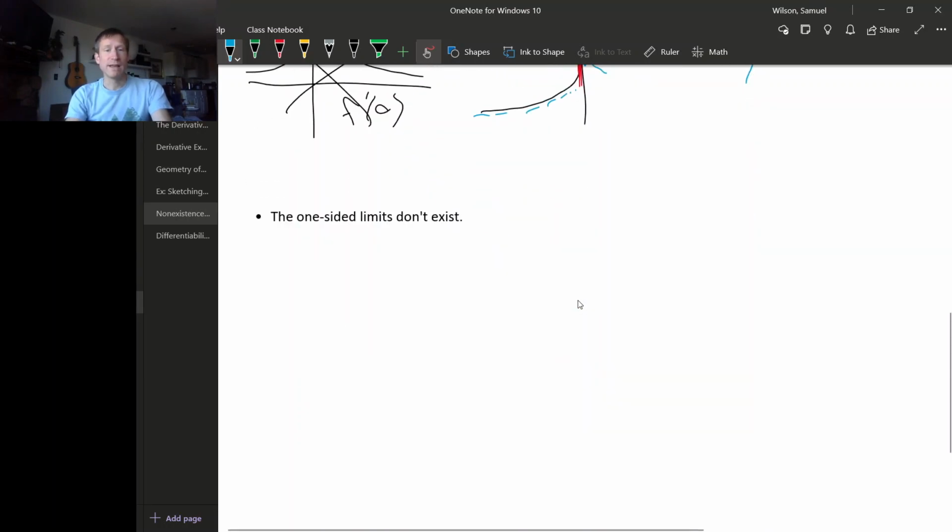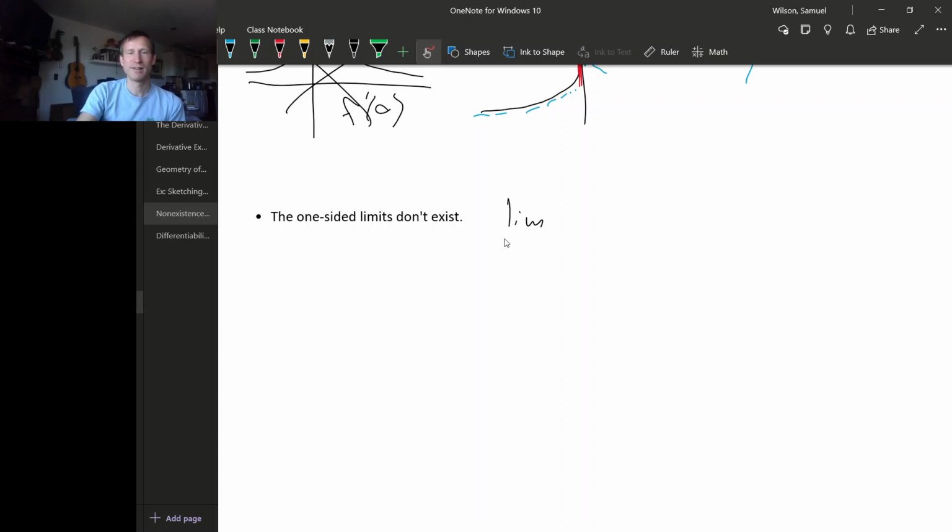All right, one other way that the derivative can fail to exist is if the one-sided limits just plain don't exist. Right? The one-sided limits for the limit as h goes to 0 of f of x plus h minus f of x over h. Right, so what would it look like for these one-sided limits to not exist? Well, there are a few examples of that sort of thing happening.